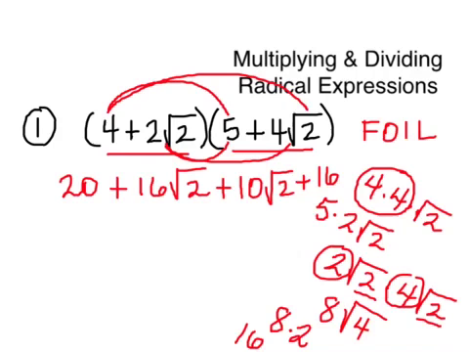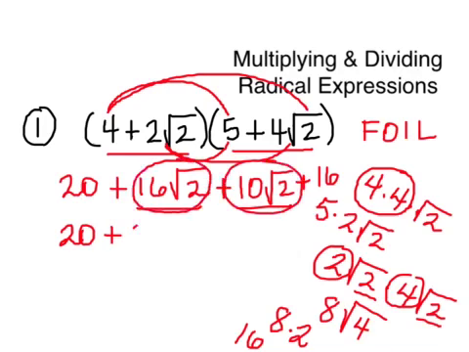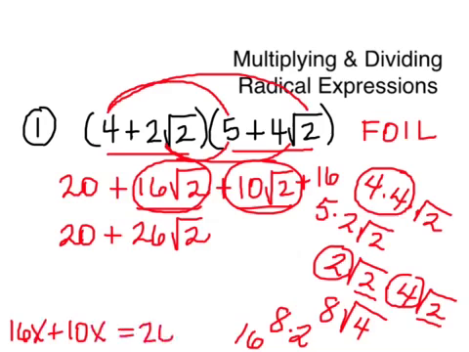So there's your FOIL steps. And then if you see two like radicals, you can add them together. So 20 plus, then you can basically think of it as you have 16 of these plus 10 of these, so now you have 26 of these. When you're adding, they have to be like radicals to be able to add, but you don't change the radical part. Just like if you had 16x plus 10x, that would just be 26x.